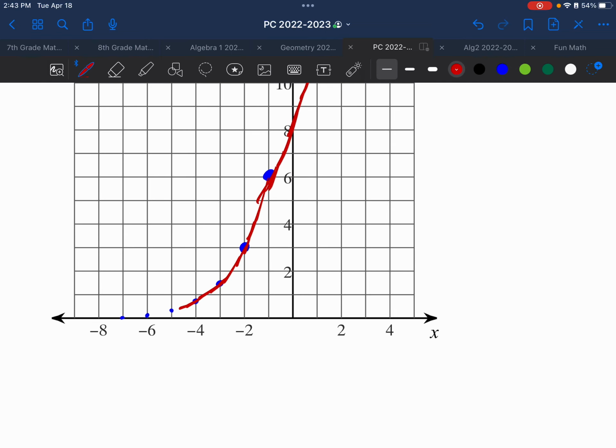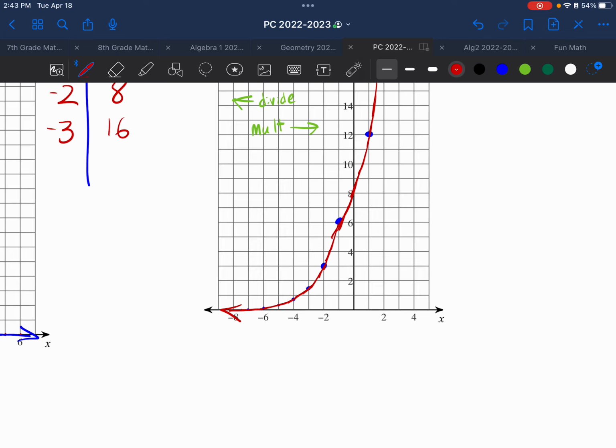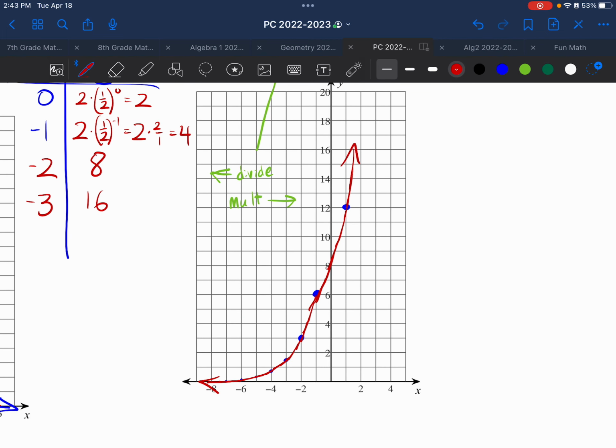But I'm not judging your artistic ability. Well, I might, but I'm not able to give you a grade for bad artistic ability, and I can't give you a better grade for nice artistic ability. I just care that you can find these points and know that there's some sort of smooth line that connects them. That's what I'm looking for.